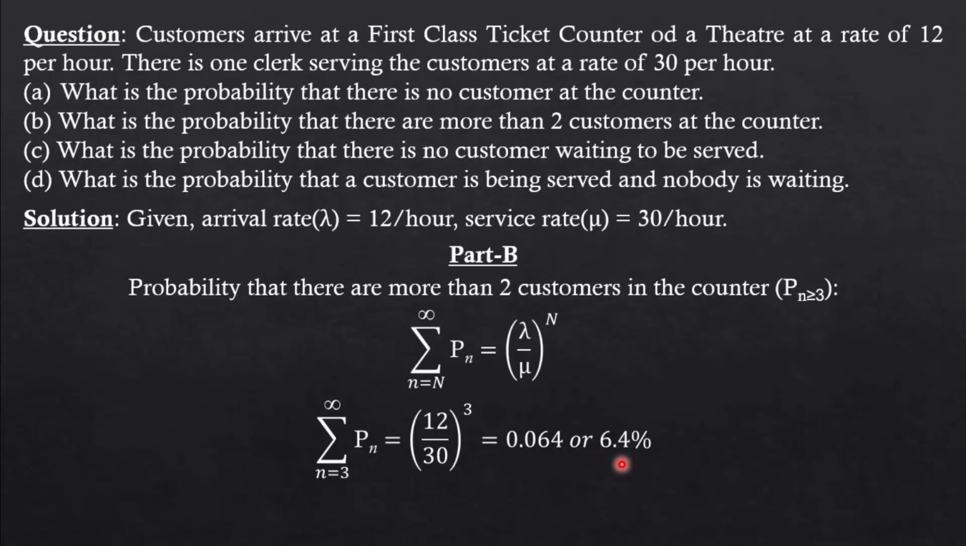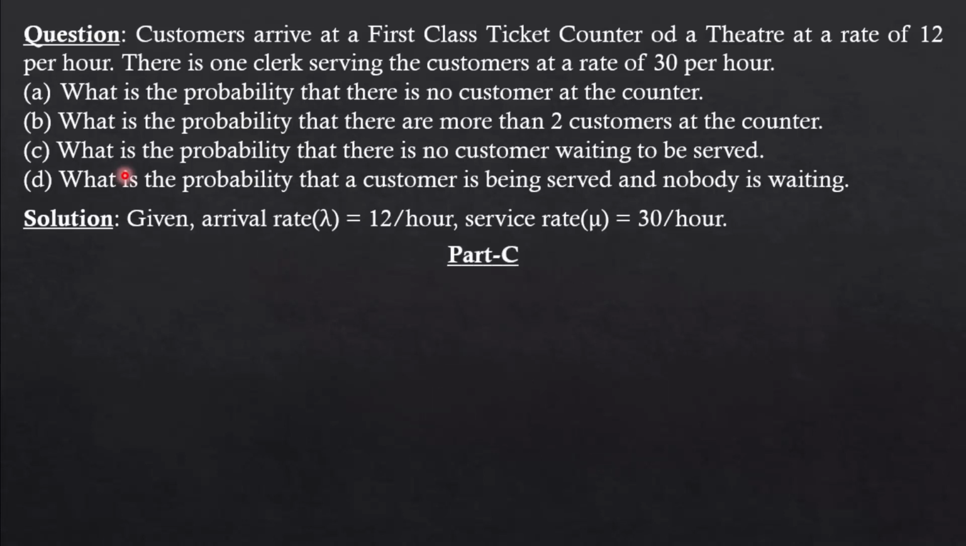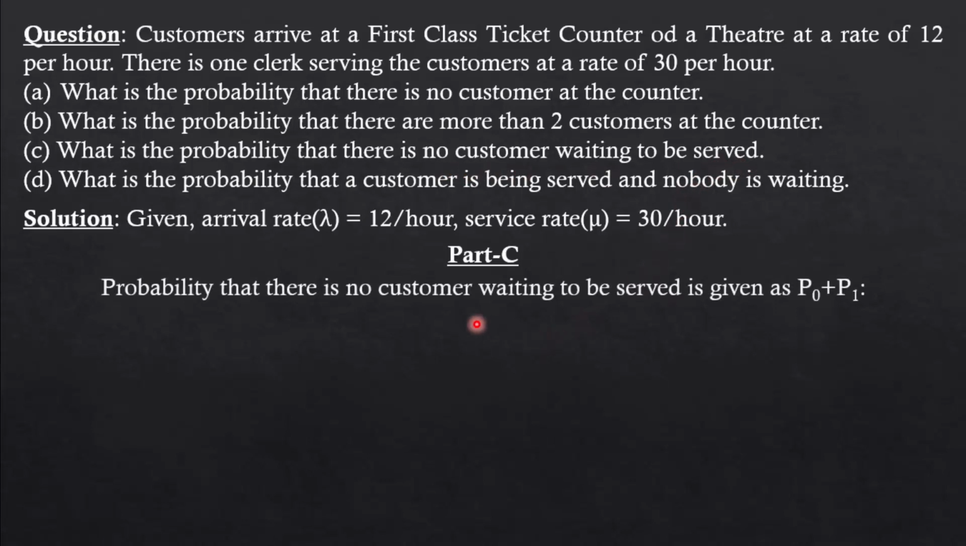Now let us move ahead and see the third part. What is the probability that there is no customer waiting to be served? Now when it is saying that there is no customer waiting to be served, that is only possible in two conditions. First is when there is zero customer in the system, so it is represented by P0, and the next is when there is one person in the system, so that one person is taking service and nobody is waiting in the queue to get the service.